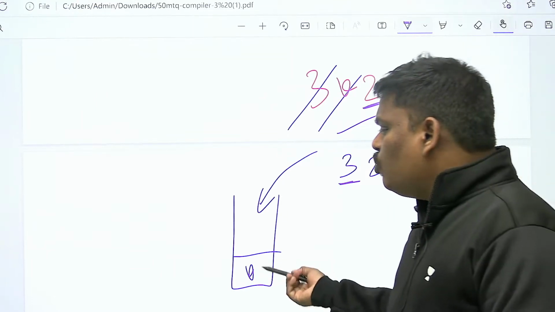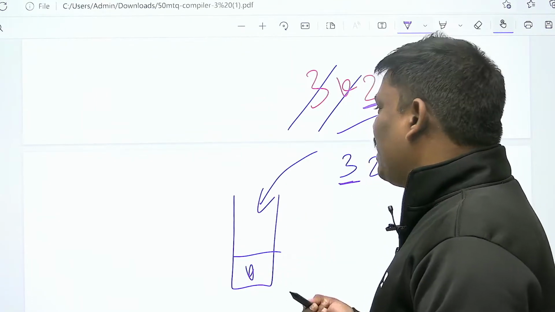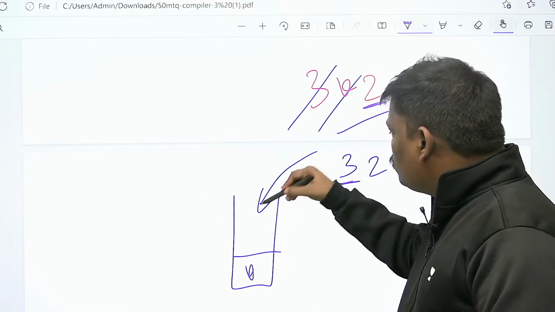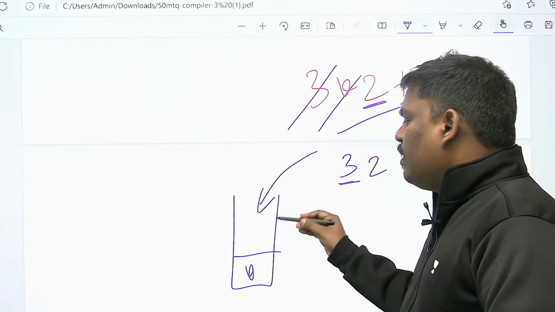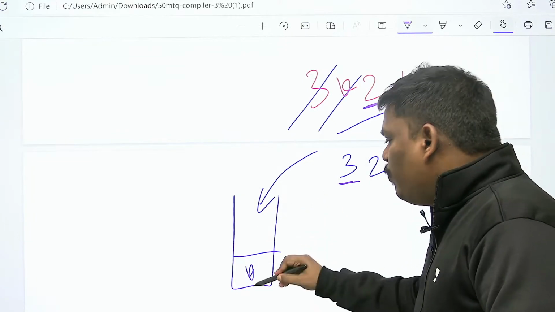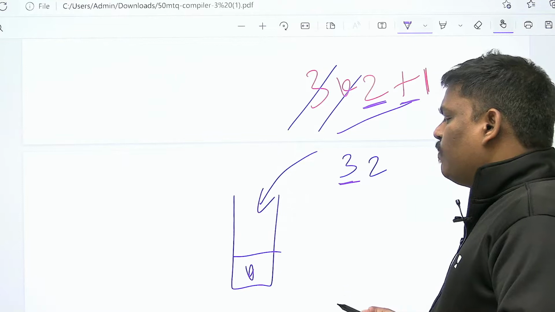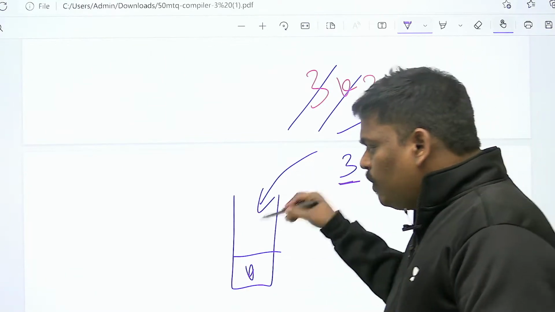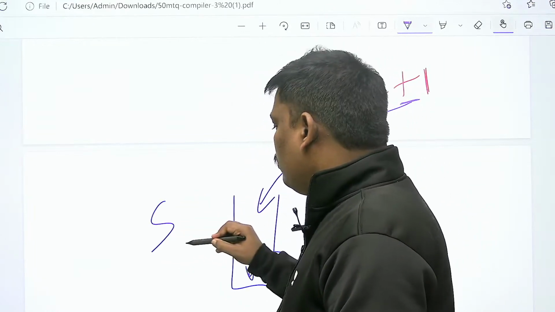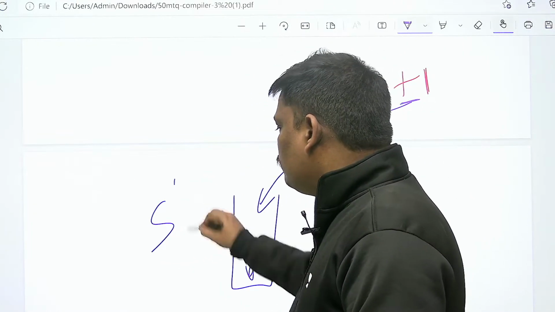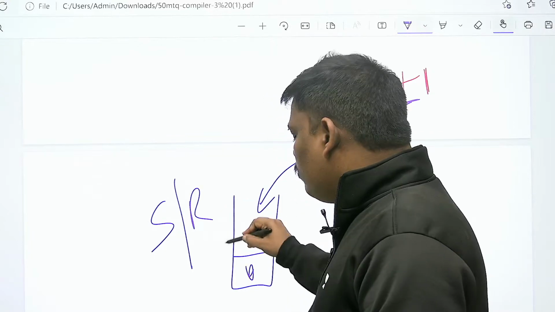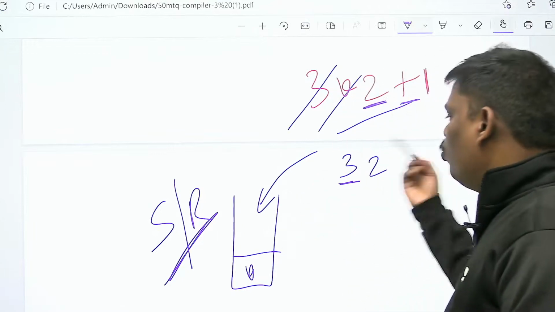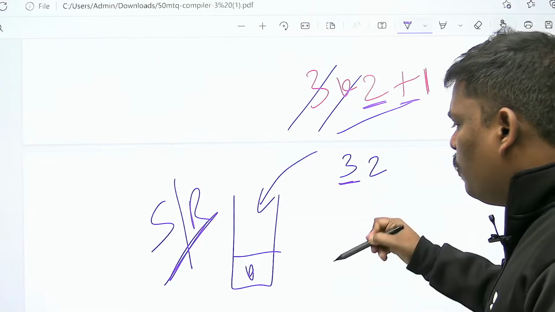You may push also, you may pop also, because both are same priority. If you push, plus will be done, because plus will be on the top of the stack. If you pop, star will be done first. So I am in dilemma, should I push or pop? Push means shift. Pop means reduce. This is called SR conflict. You may push, you may pop.